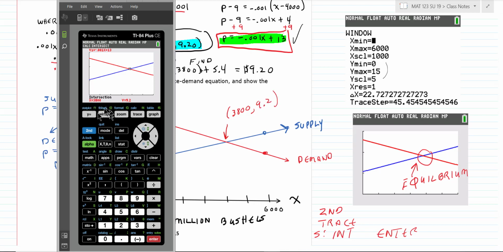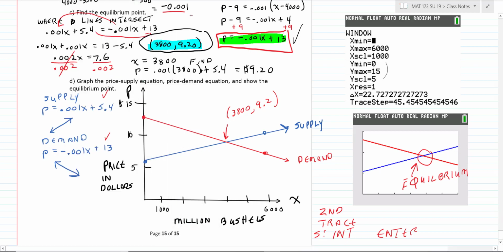Okay, so you might want to make sure you know how to do that again. It's second, trace, option 5. First curve, press enter. Second curve, a new cursor comes up, press enter. Says guess, press enter again. And that gives the equilibrium point. Now see, that verifies what that answer is then.